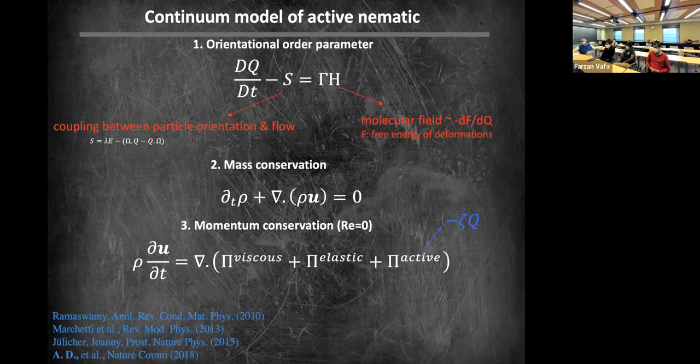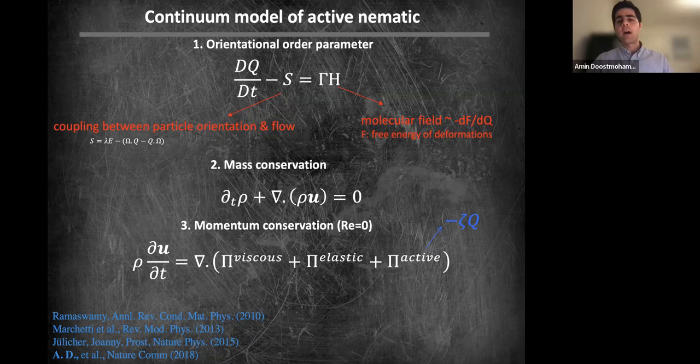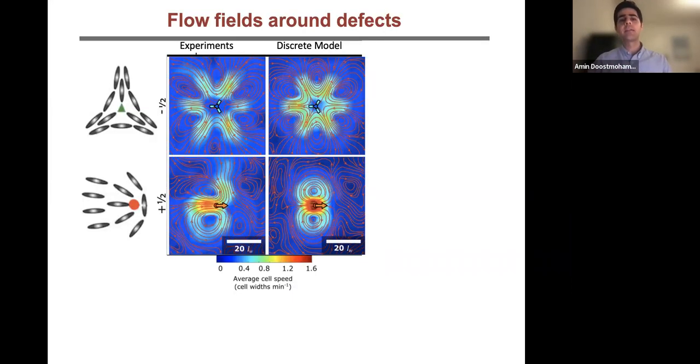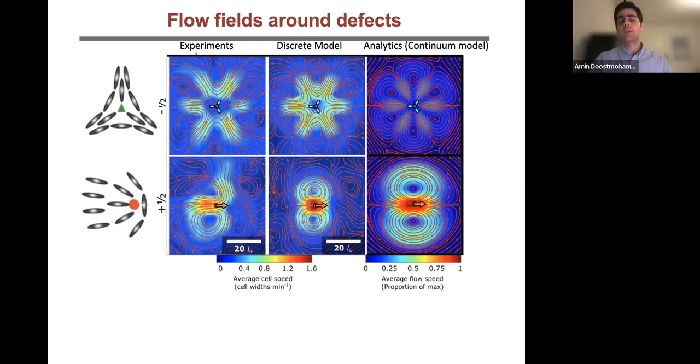Now, the advantage of this continuum description is that I can prescribe the director field, the orientation of the defects, put it in this equation, and then using Green's function, I can analytically calculate the velocity field around these defects and compare it with what we had with the discrete model and with the experiments. And this is what you expect from the analytic description. But again, the important thing here is that you can see that the plus half defect is motile. It is moving towards the head.